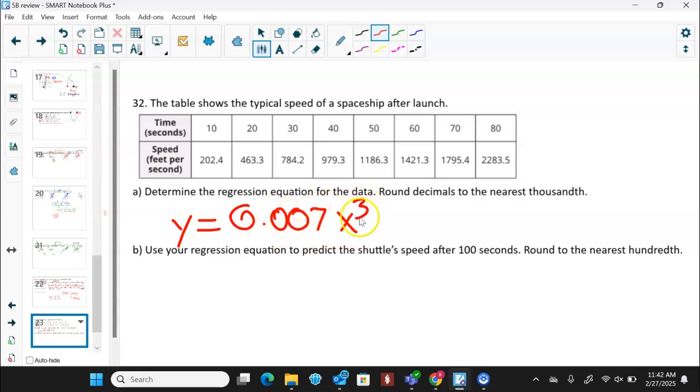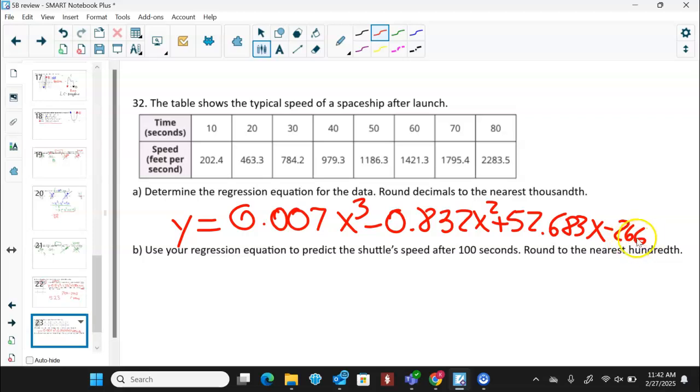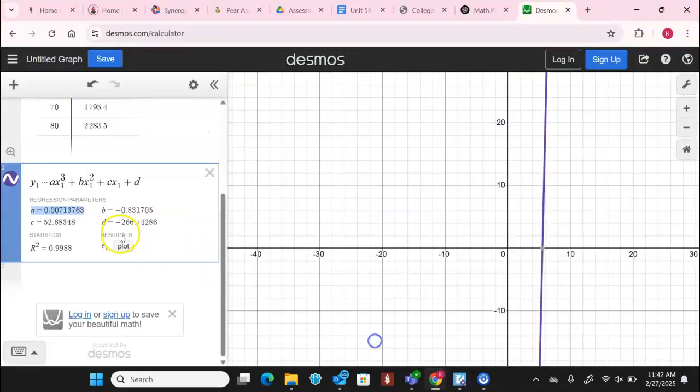It is going to be 0.007 x cubed minus 0.832 x squared plus 52.683 x and minus 266.743. Okay, so that is using these numbers right here.